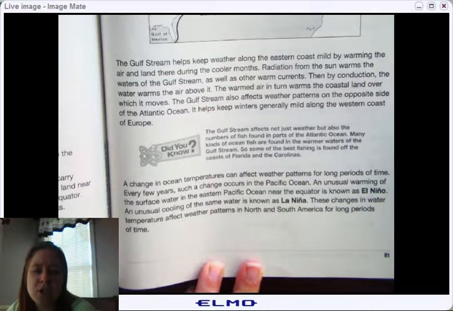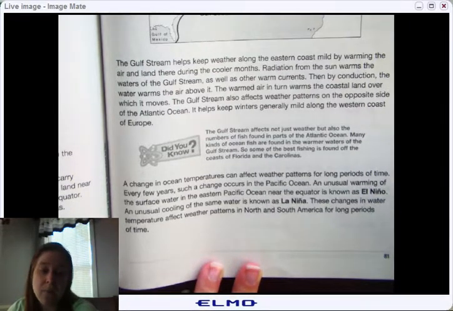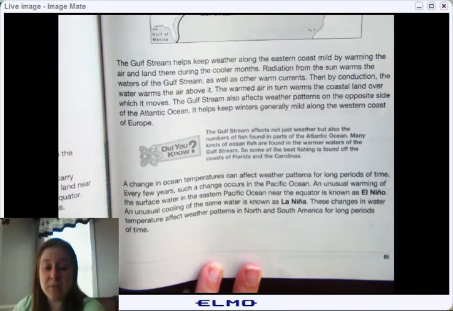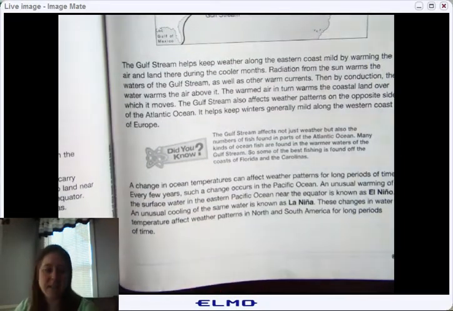Every few years, such a change occurs in the Pacific Ocean, as an unusual warming of surface water in the eastern Pacific near the equator is known as El Niño. An unusual cooling of the same water is known as La Niña. These changes of water temperature affect the weather patterns of North and South America for long periods of time. So if we're getting El Niño, it's usually involving warmer water, and if water rapidly cools, we're going to have a La Niña. We've talked about La and El, feminine and masculine. These are Spanish words, and we've talked about it a little bit this year.